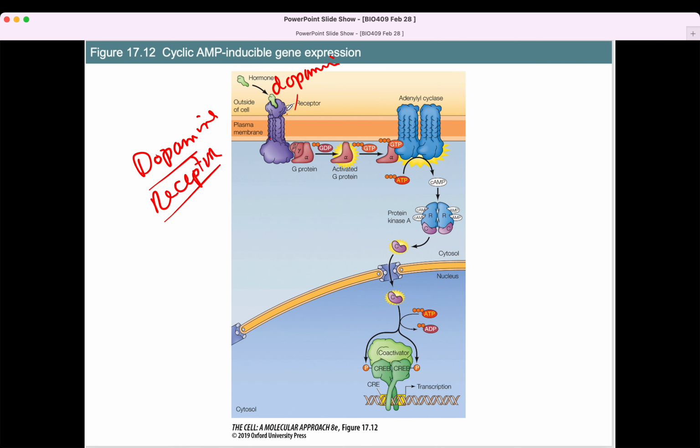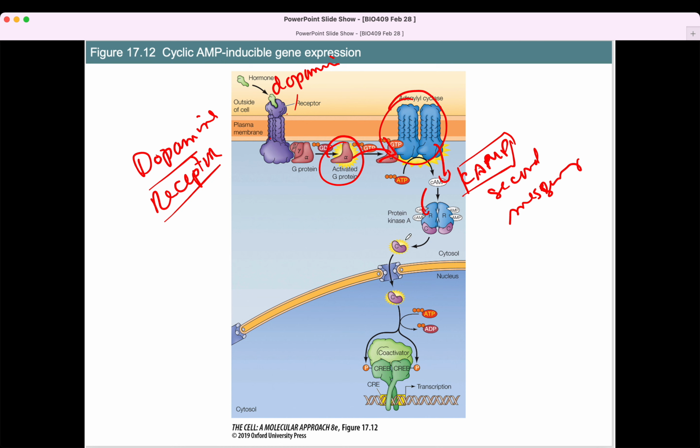So the ligand's going to bind, it's going to activate the receptor, the receptor is going to activate G protein. The G protein will have GTP bound, and it's going to activate adenylyl cyclase. We're going to get synthesis of this cyclic AMP. Great. That's a second messenger, so that's going to be floating around in the cytoplasm. That'll be present anytime there's dopamine binding to the receptor. And this cyclic AMP does a variety of things.